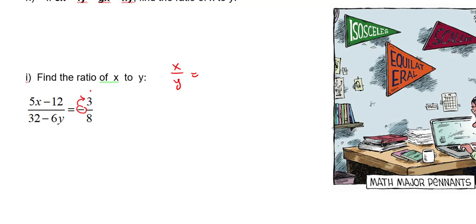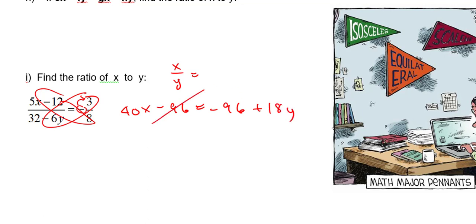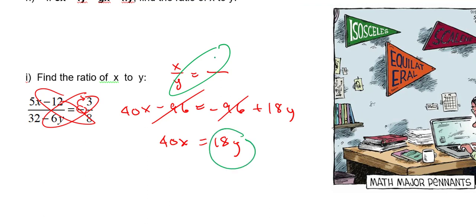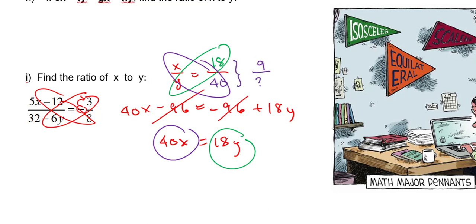And so what I'm going to end up with when I cross multiply is 40x minus 96 equals, and then I cross multiply these guys, negative 96 plus 18y. This nicely drops out. 40x equals 18y. And then again, I have to ask myself, this times this is going to give me 18y, so that means that the 18 has to go on top. Something times x is going to give me 40x, so the 40 goes in the bottom, and then I can simplify this. And I think you're going to get 9 over 20 as your final answer.